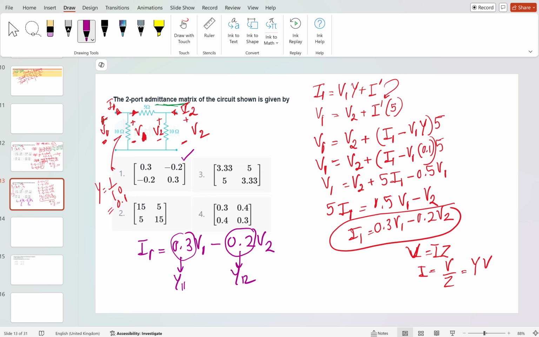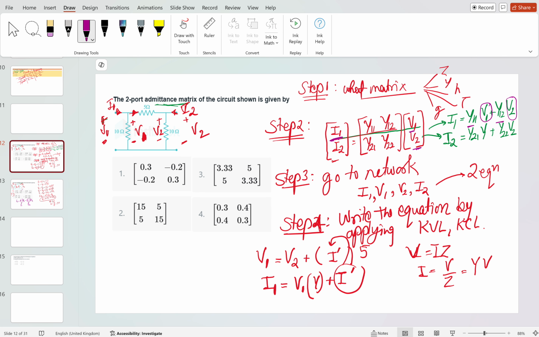Okay, let's revisit the question. Step one is what matrix you want to find out. We wanted to find out Z, Y, H, T or G. Second step is that you have to remember the standard matrix formation. What is the input variable and what is the output variable? Here the input variables are I1, I2, and the output variables are V1 and V2. This is the standard. If you want to write any kind of Z matrix for any network, you have to take the input variables as I1, I2 and output variables as V1 and V2.